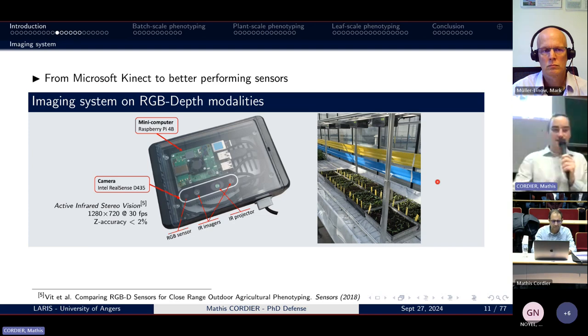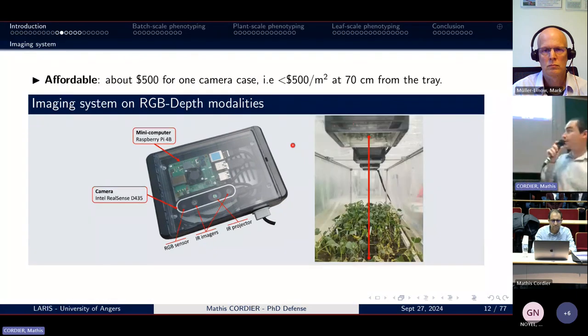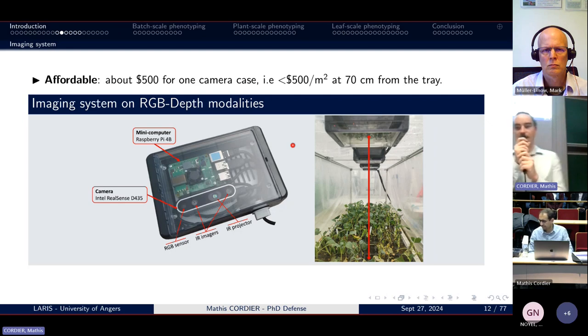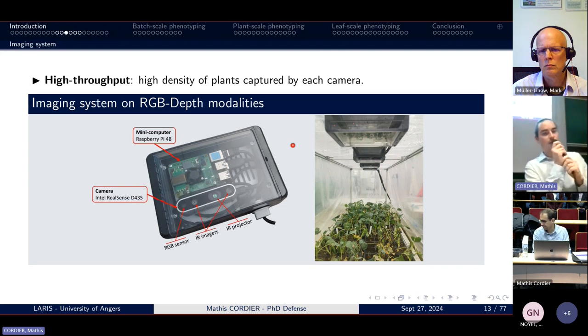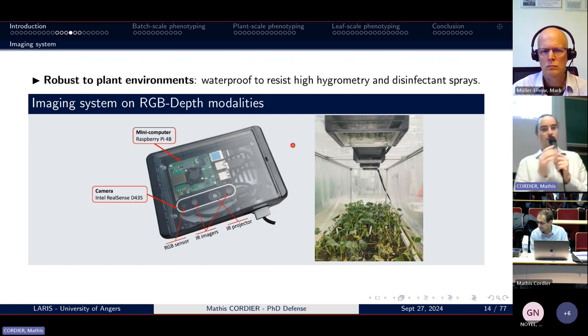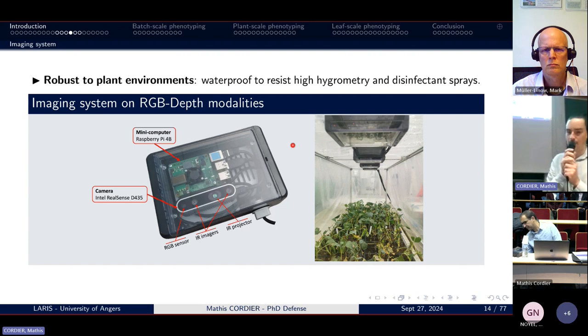With this imaging system, we get an affordable acquisition system, with less than 500 dollars per square meter under deployment conditions. The system is also very high throughput because we are able to acquire a high density of plants from each camera. And we are also robust to plant environments. As you can see here, we have put all the electronic components in a waterproof case. In this context, we are able to deploy such a system in very challenging environments in terms of hygrometry, and it is also able to resist disinfectant sprays.